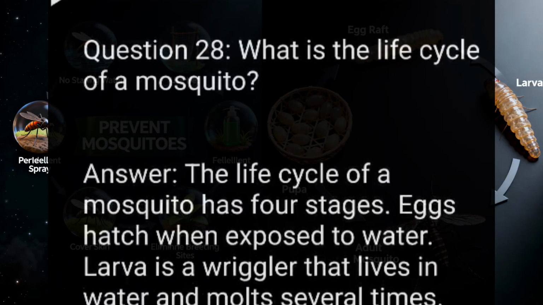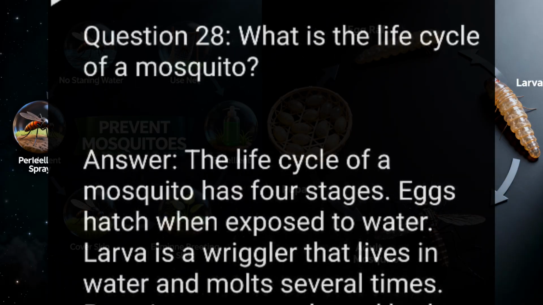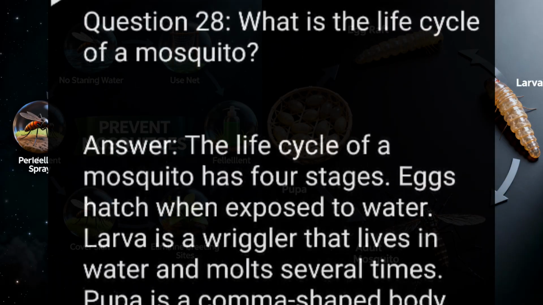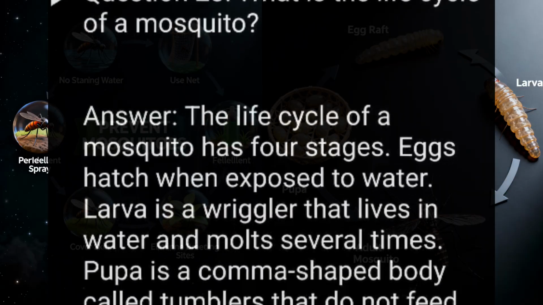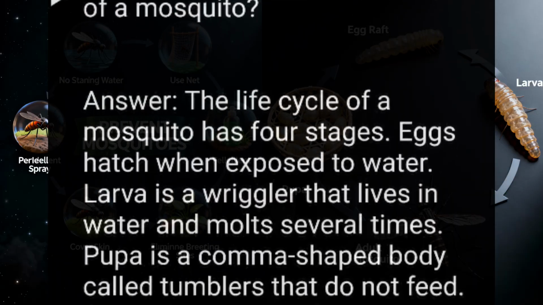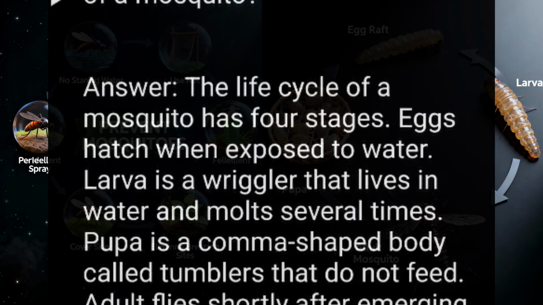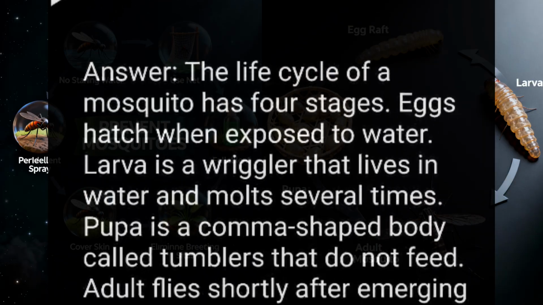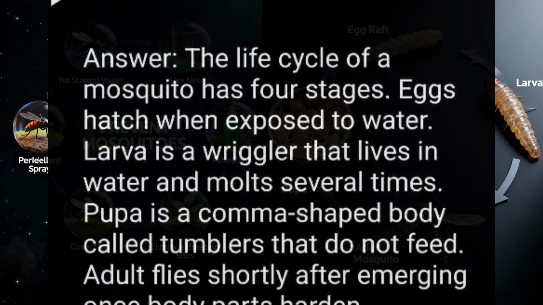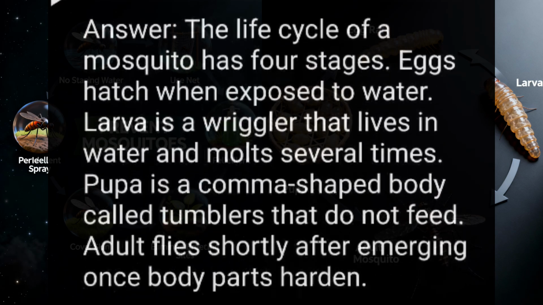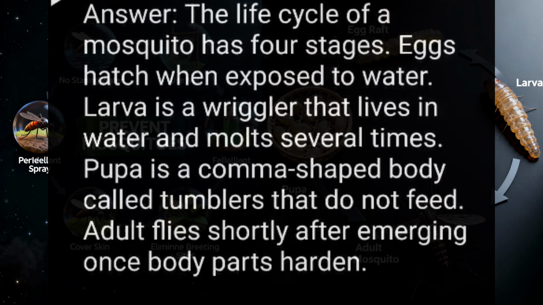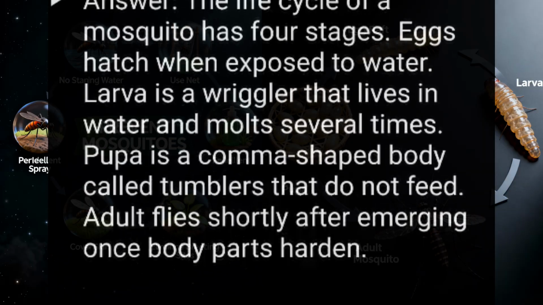Question 28. What is the life cycle of a mosquito? Answer. The life cycle of a mosquito has 4 stages. Eggs hatch when exposed to water. Larva is a wriggler that lives in water and molts several times. Pupa is a comma-shaped body called tumbler that does not feed. Adult flies shortly after emerging once body parts harden.